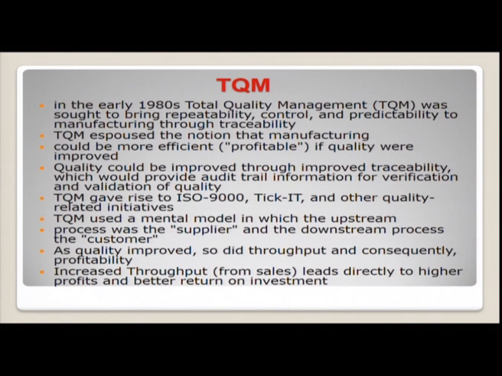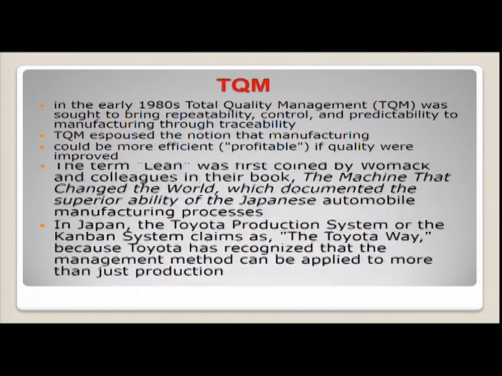Total quality management used a mental model in which the upstream process was the supplier and the downstream process was the customer. So there are only two parties, the supplier and the customer. As quality improved, so did the throughput and consequently the profitability, the profit gained from a product by selling it. Increased throughput due to sales leads directly to higher profit and better return on investment. So, this is about TQM.